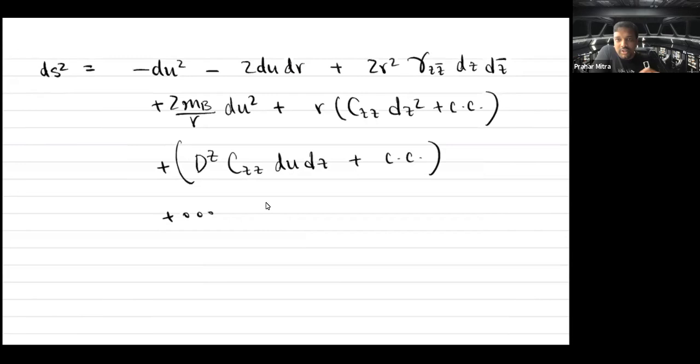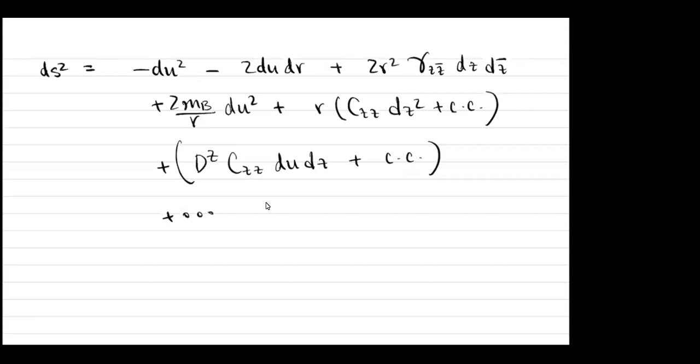So in doing so, I've essentially already fixed Bondi gauge. So the question that BMS asks is, what is the residual set of diffeomorphisms that I can do and act on this system?